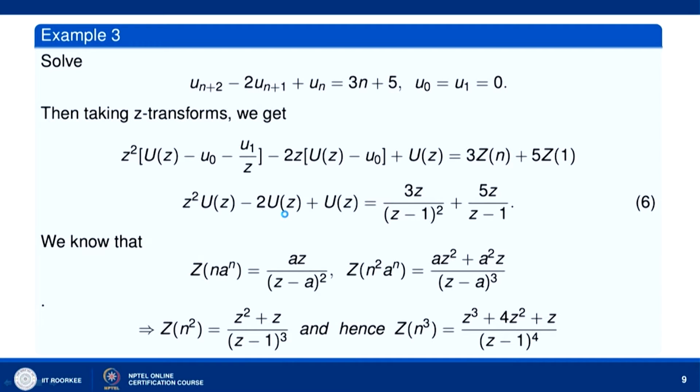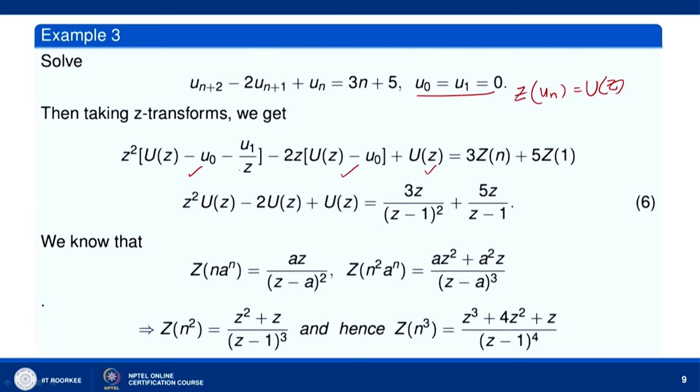Now, let us take one more question. Here we have the difference equation u n plus 2 minus 2 u n plus 1 plus u n equal to 3 n plus 5. So here the z transform of u n we denote by u z. We are again given u naught and u 1 equal to 0. So taking the z transform, z of u n plus 2 by the advanced property will give us z square u z minus u naught minus u 1 by z, and then minus 2 times z of u n plus 1, which will be z times u z minus u naught, plus z of u n which will be u z, and on the right, 3 times z of n plus 5 times z of 1.